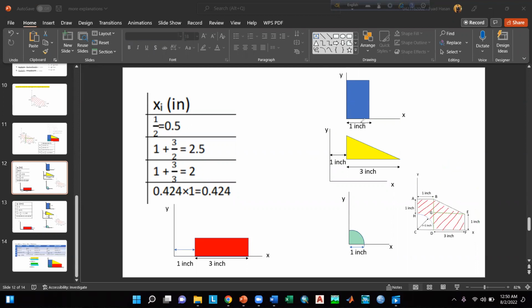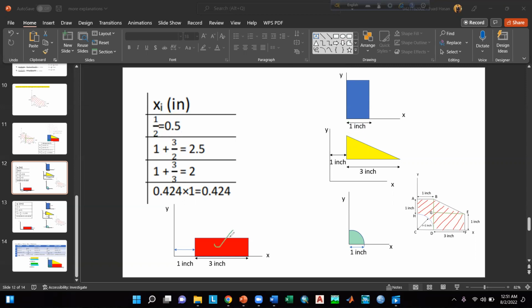So here you can see the length is 1 inch for rectangular area A1. So what will be the centroidal distance? It will be equal to 1 by 2, because if you consider it as base, the centroidal distance will be equal to b by 2, and it will give a result of 0.5 inch.